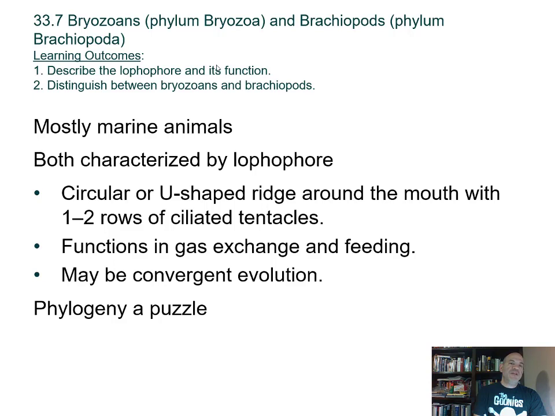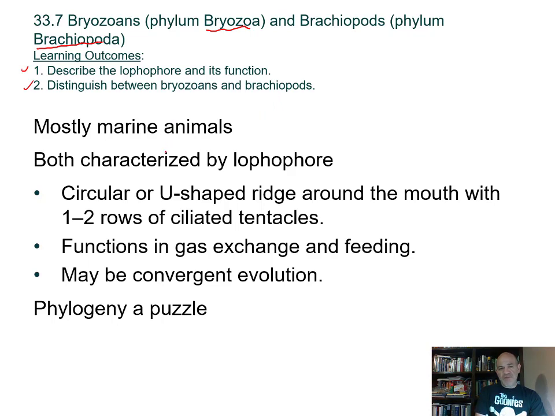So in this section, we're going to look at two different phyla, the phylum Bryozoa, which literally translates to moss animals, and then the Brachiopods. The formal taxon is the phylum Brachiopoda. And so here your outcomes are to describe the lophophore and its function. These are going to have lophophores in the mature animal. And we're going to distinguish between Bryozoans and Brachiopods, the two phyla that are grouped together here.